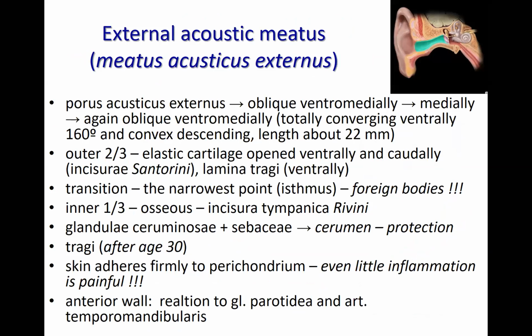Continuation is the external acoustic meatus. The external acoustic meatus is formed mainly by cartilage, which is elastic. You can find in some books written hyaline, and it's a mistake which can be present in some textbooks. Yeah, it's the same cartilage as the auricular cartilage, so it's elastic and it's this part. Then it's narrowed, so we call it isthmus. Yeah, and then it's of course osseous, and it's formed by tympanic part of the temporal bone. Yeah.